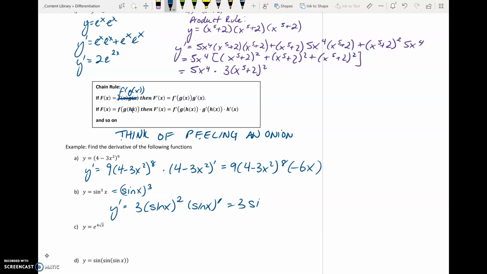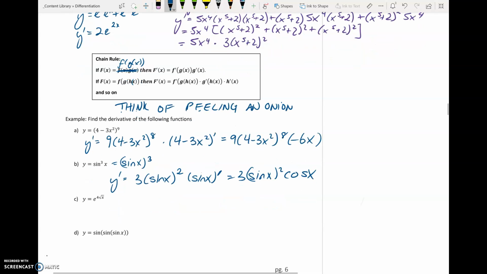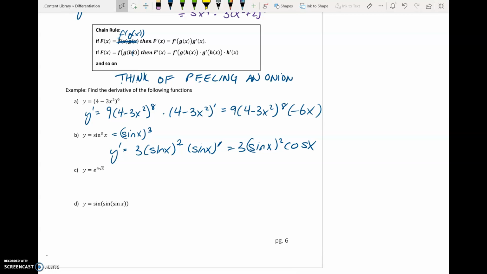And the derivative of sine x is cos x. And then that's it. Let's do another. Our outside function here is going to be e, so e to the something. We know that e is going to remain the same when we take the derivative of it, the function e.